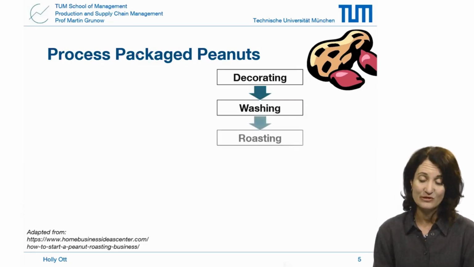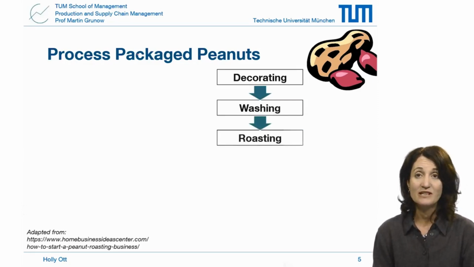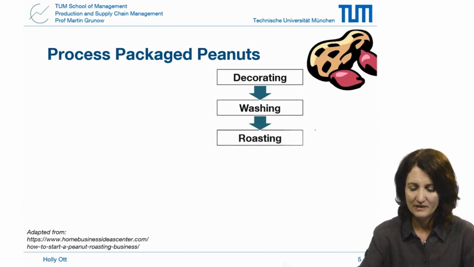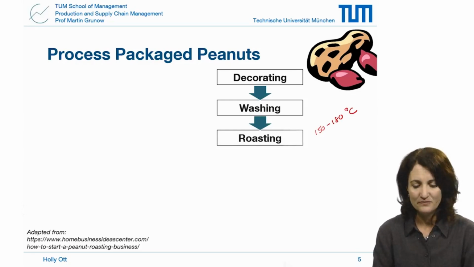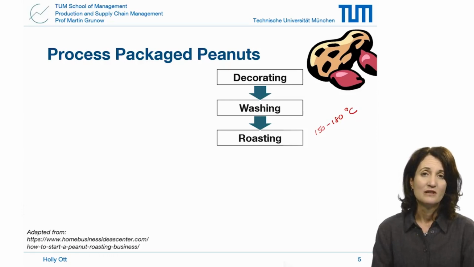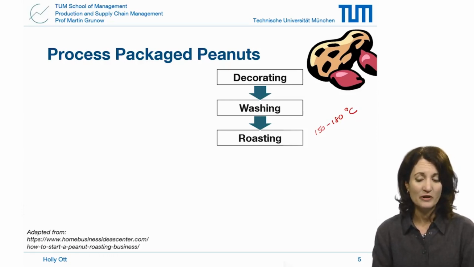And then, of course, key is roasting. So roasting needs to be done at 150 to 180 degrees Celsius. You must make sure they're evenly cooked. You don't want to have them turn black. You don't want them to be burned. And it's also important here, the longer and slower that you do your roasting, the more flavor you'll have.